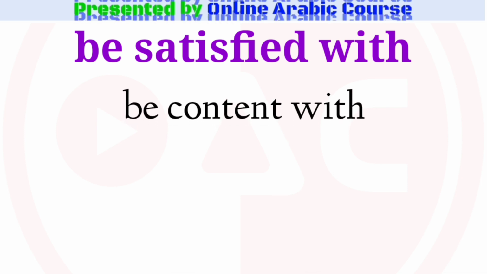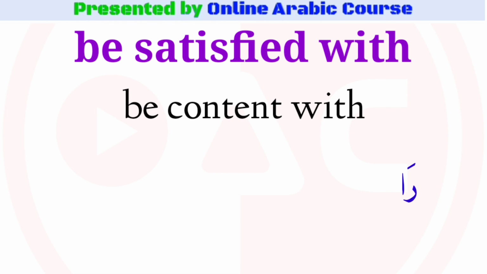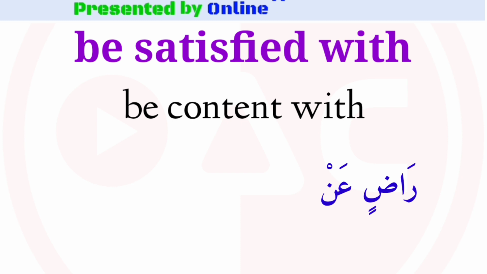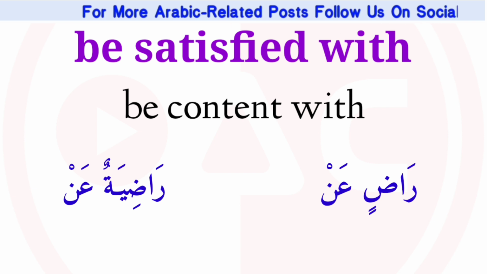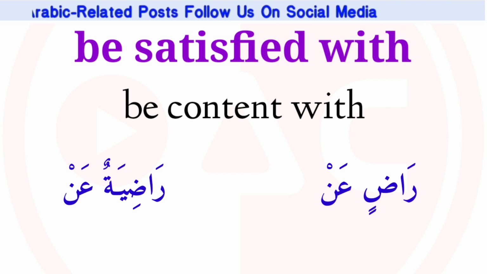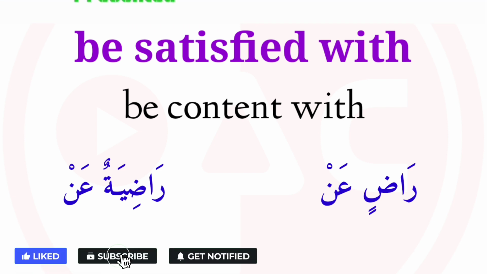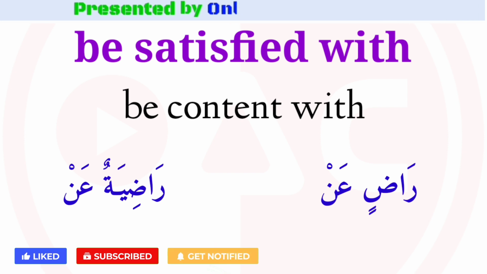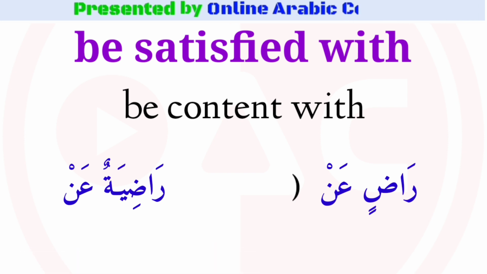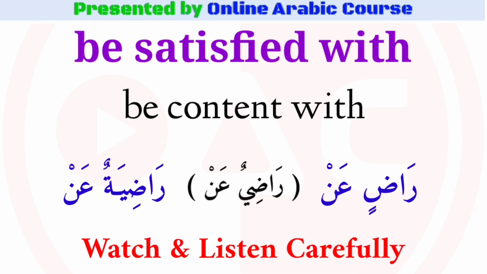Be satisfied with. Be satisfied with means be content with. In Arabic we can translate it as راضٍ عن and راضية عن. راضٍ عن is used for masculine, while راضية عن is used for feminine. Now you might be thinking, why راضٍ عن? Why not راضي عن? Yes, to know this, watch the video till the end and listen carefully.